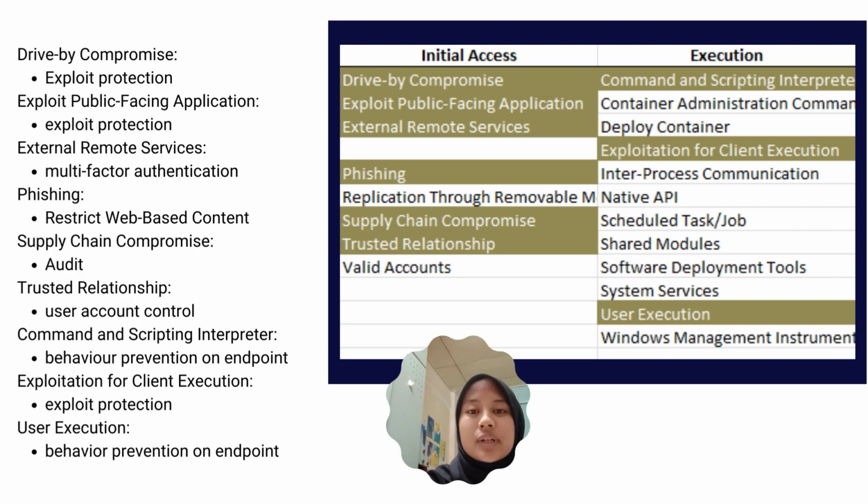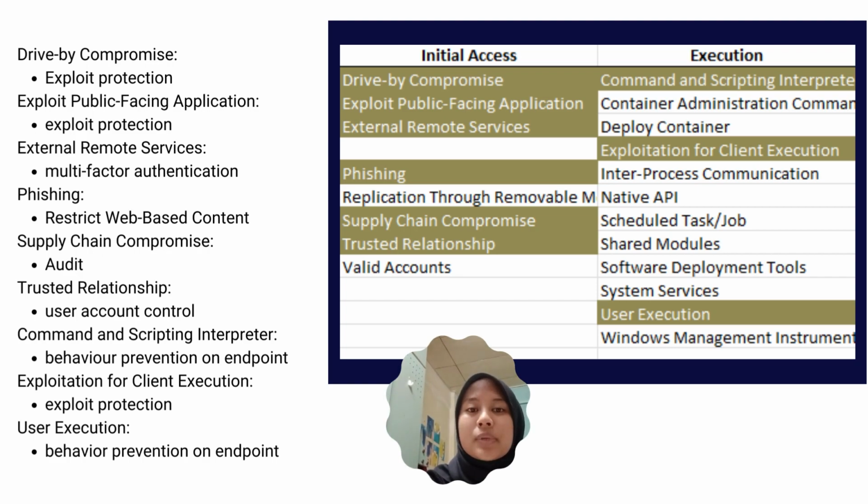For trusted relationship, by using user account control, we can properly manage accounts and permissions used by the third party in the trusted relationship to minimize potential abuse by the party and in case the party is compromised by an adversary.